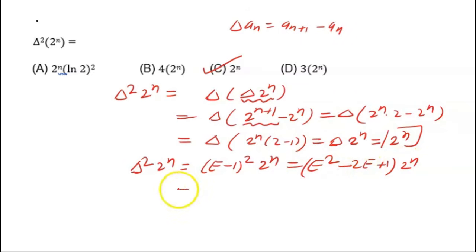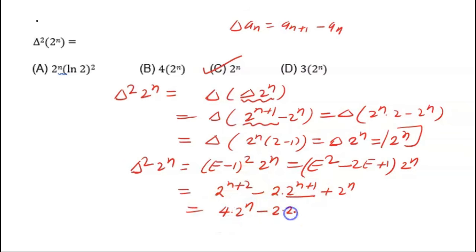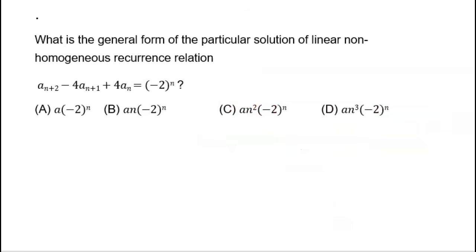Now e square of 2 to the power n will be 2 to the power n plus 2. E of 2 to the power n will be 2 into 2 to the power n plus 1, so this will be 4 into 2 to the power n, minus 2 into 2 to the power n, plus 2 to the power n. So 2 into 2 will become 4, 4 into 2 to the power n, and this cancels. What I get is 2 to the power n. Two different ways. You have to decide which one is more effective for you.